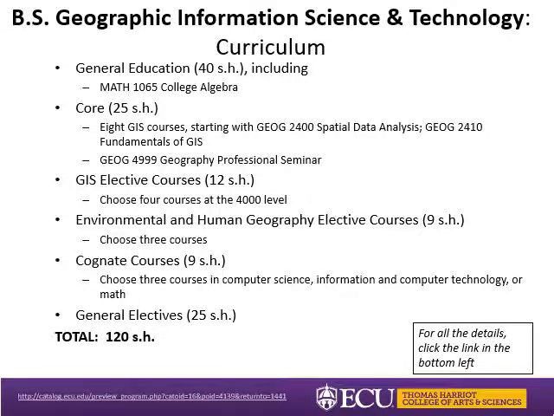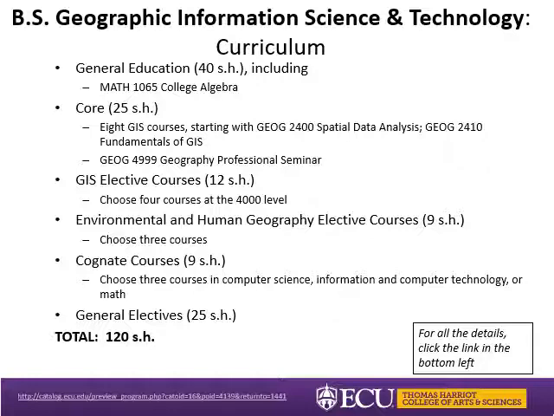Let's start with an overview of the course curriculum for the BS in Geographic Information Science and Technology, or GIST for short. About 1/3 of the 120 semester hours needed for graduation are from general education courses. We'll talk more about the Gen Ed requirements on the next slide. For the BS in GIST, Math 1065 College Algebra counts toward your Gen Ed requirements.